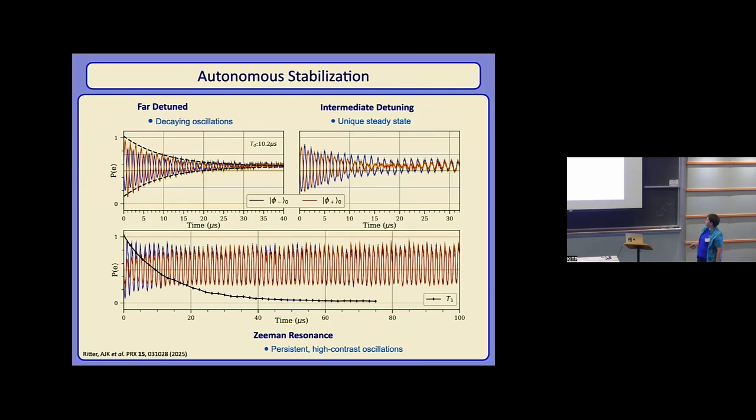And if you go much closer to cavity resonance, then you'll get much higher contrast oscillations. This is just showing the T1 time of the cavity for reference. And this seems to go on perpetually. So this is the steady state balance between the qubit decay rate and the cavity decay rate, giving you a significant overlap with the Floquet states.